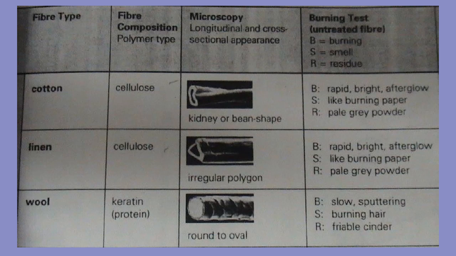In case of wool, it is made up of keratin, that is a modified complex protein. The structure will be almost round or oval in cross section. The burning will be slow and sputtering, and the smell will be like burning hair, and the residue will be friable cinder or black particles.